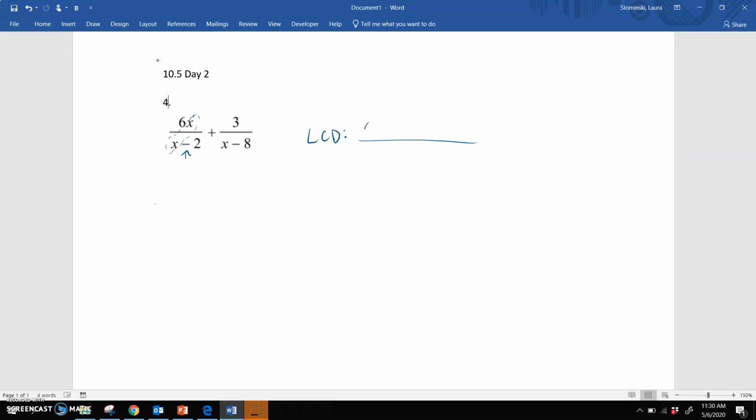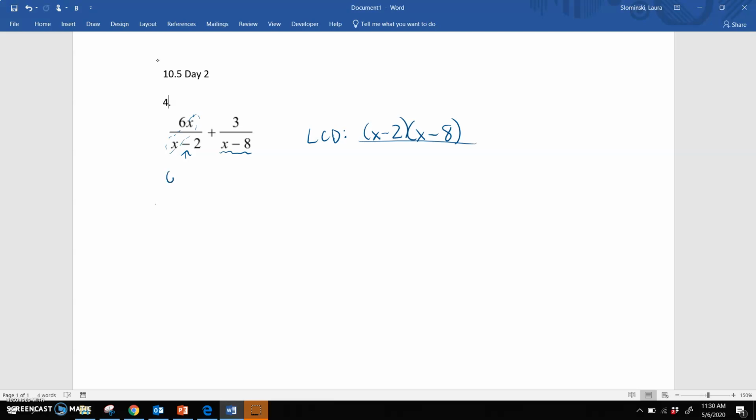Again, I take the first factor of the first fraction, x minus 2. That's the whole first denominator. Then I check the second one, x minus 8. It is not in my least common denominator yet, so I add it in. So my least common denominator will be x minus 2 times x minus 8.